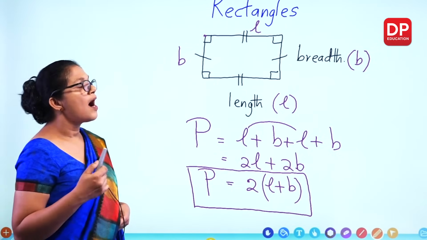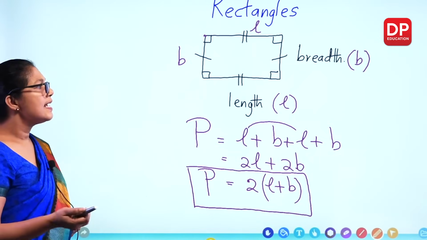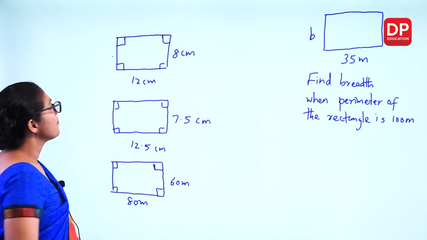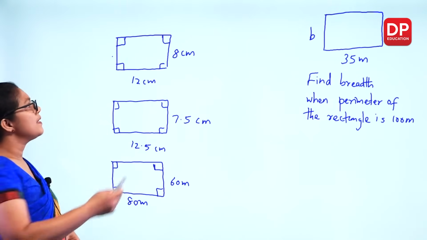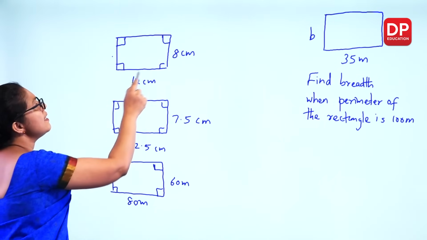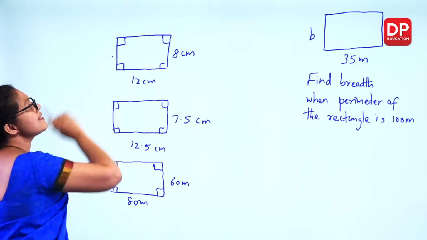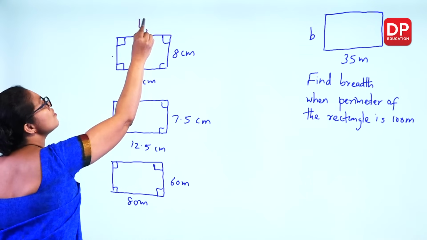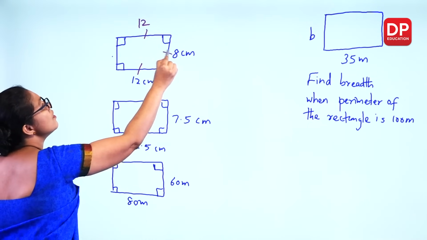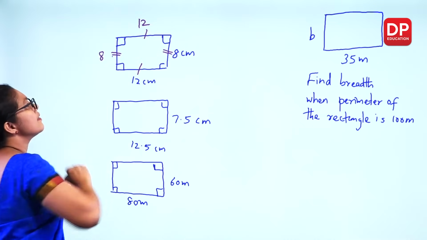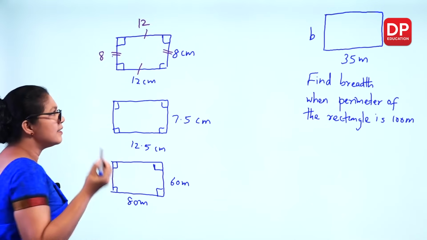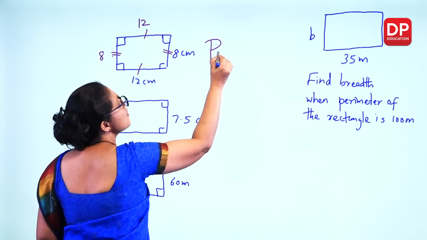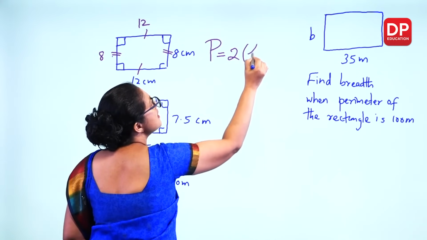Now we'll see how we can apply this in examples. We'll take the first example. So what is this shape? This is a rectangle because 90 degrees is given. So we know opposite sides are equal. So this is also 12. This is also 8. So what's the formula? Perimeter is equal to 2 times L plus B.